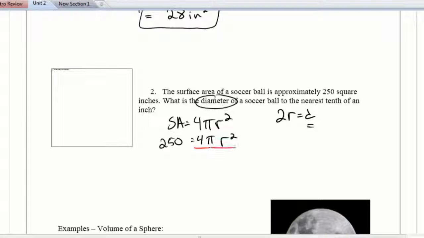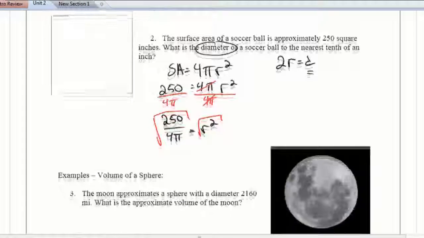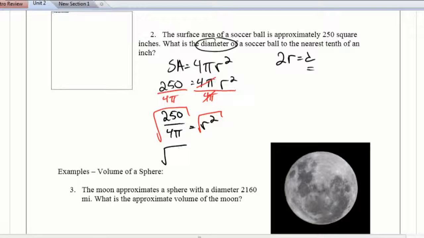So I'm going to show a few steps here. Divide both sides by 4 pi. You could do 4 and pi separately, but I'm just going to do them as one step. So I'm going to end up with 250 over 4 pi is equal to r squared. And then in order to get r by itself, not times itself, I'm going to have to take the square root of both sides. So I'm going to end up with the square root of 250 over 4 pi, that square root all the way to the bottom, is equal to r.